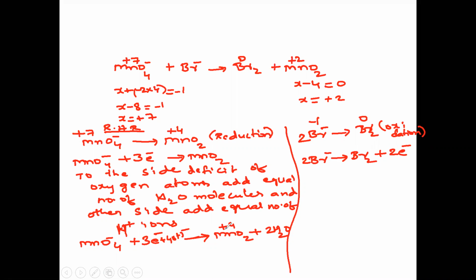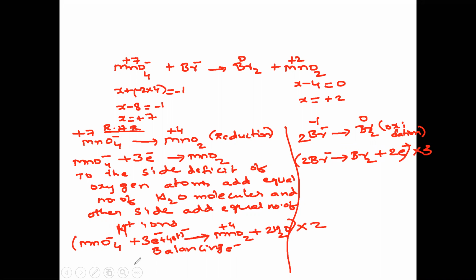This step is very important. And in the case of bromine, nothing is there, so no oxygen. Anyway, it is balanced. Now, balancing electrons. What is the next step you have to do? Balancing electrons. Here this side it is 3 electrons, this side is 2 electrons. So multiply this with 3, since there is no common factor, and this whole equation with 2.